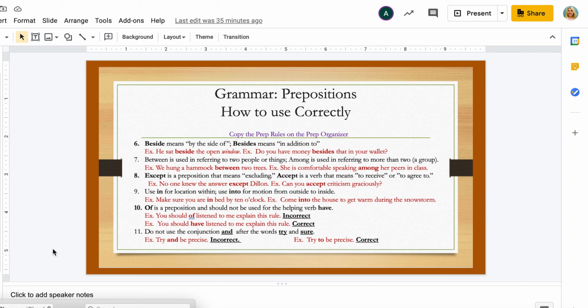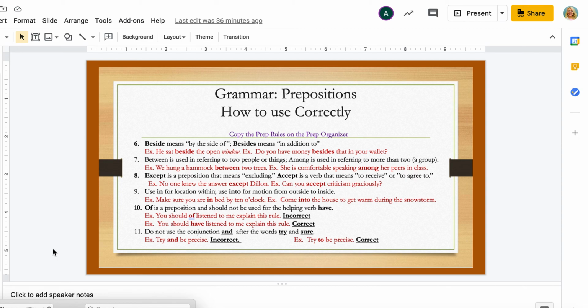clarify these confusions. I do want you to copy these prep rules on the prep organizer under prepositions in the grammar tab or topic that I have opened and set up for you. I expect you to then submit this study guide sheet that you're working on, as well as drop it into your prepositions folder that you've created on your Google Drive. That will help you as you are studying and preparing.